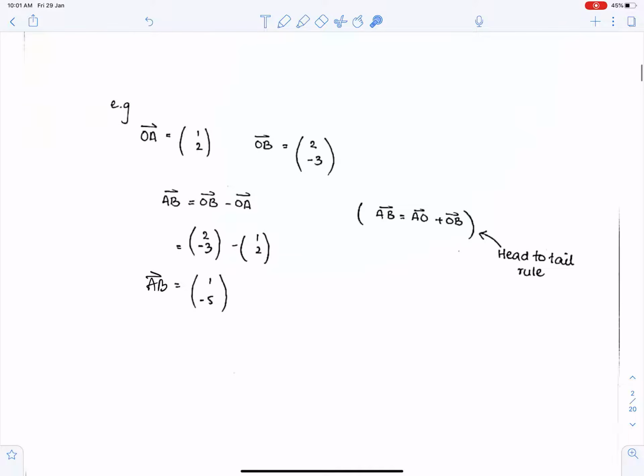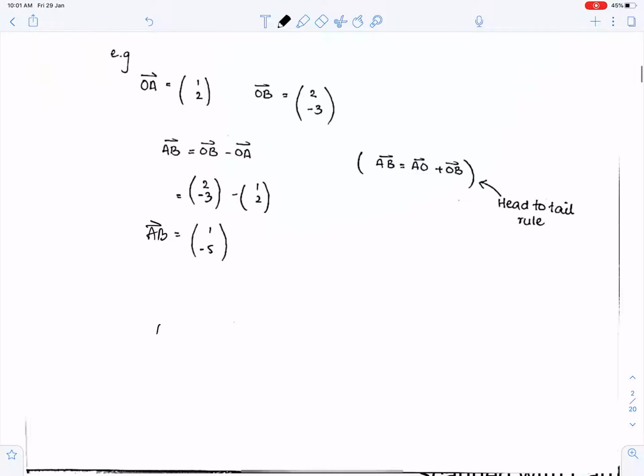When we have position vectors like this OA and OB, then we can find AB through this formula, like second minus first. AB means OB minus OA. What if we had to find BA? Then this would be OA minus OB. Second minus first. We have OA and we have OB.